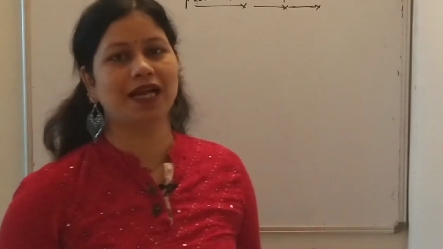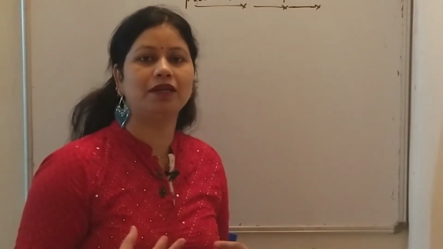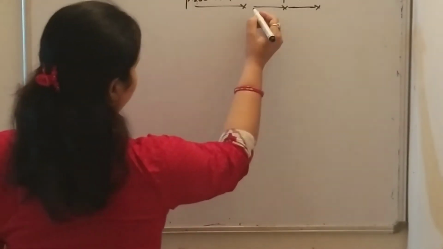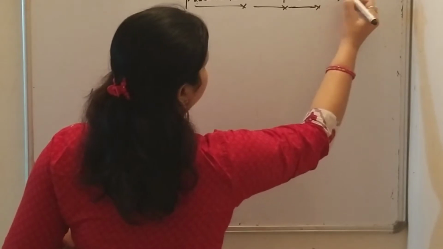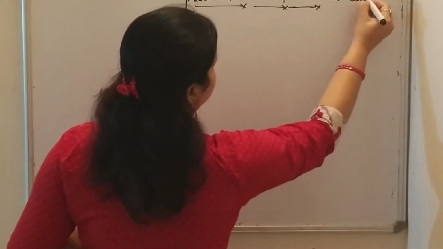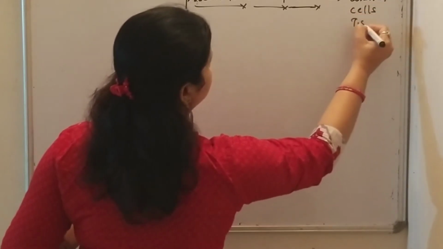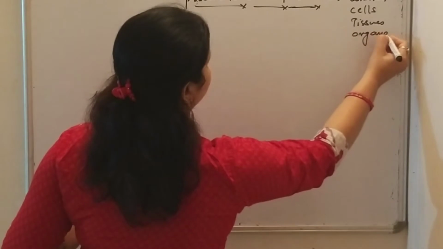Welcome back friends. Today in this video tutorial I will be discussing the process to obtain primary cell cultures. Primary cell cultures are those type of cell cultures which are directly obtained straight from the animal cells, tissues or organs. They are derived directly from animal cells, tissues or organs.